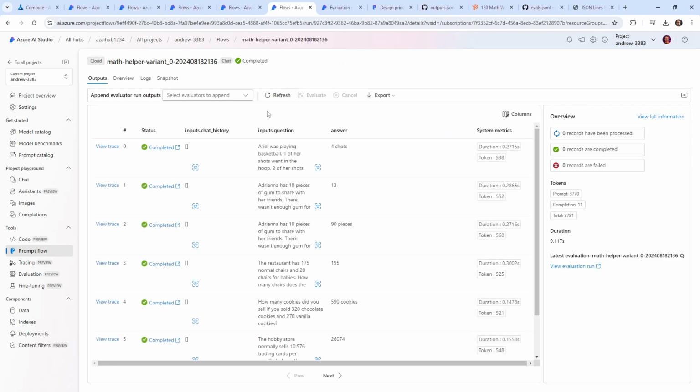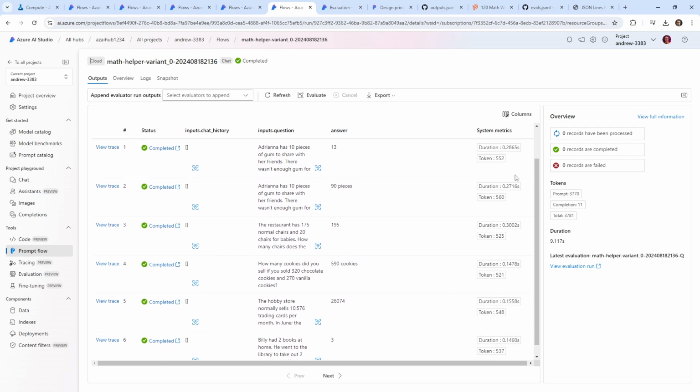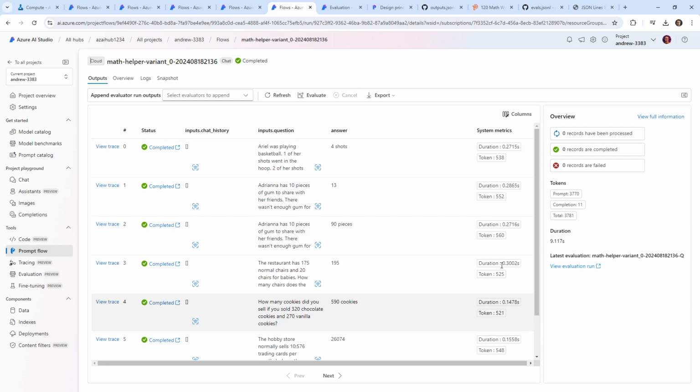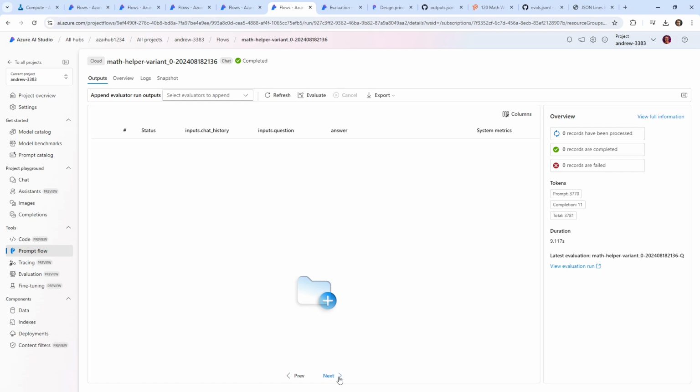A data set of 7 is not very large, but anyway, we can go here and take a look, and so we can see we have information here, but what is that telling us? So input, question, answer, 4 shots, system metrics. So we have duration and tokens. This might be useful if you want to know how long something took and how many tokens it used in total. But my question is, what does this mean? Because I thought this would tell us something.